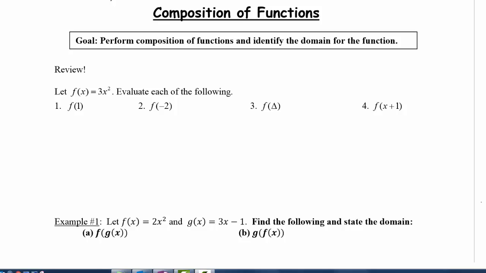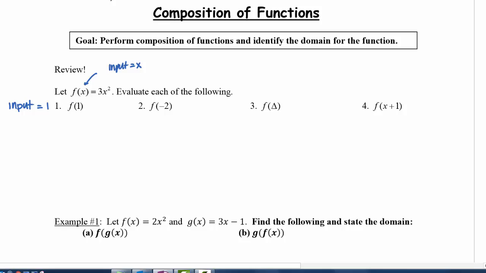So let's review. When we talk about evaluating functions, that's really all we're doing today. If I ask you for f of 1, now my input is 1. In this function, my input is x because I could change that to anything. That's why we have x there. So I'm plugging in x, so it gives me 3x squared.